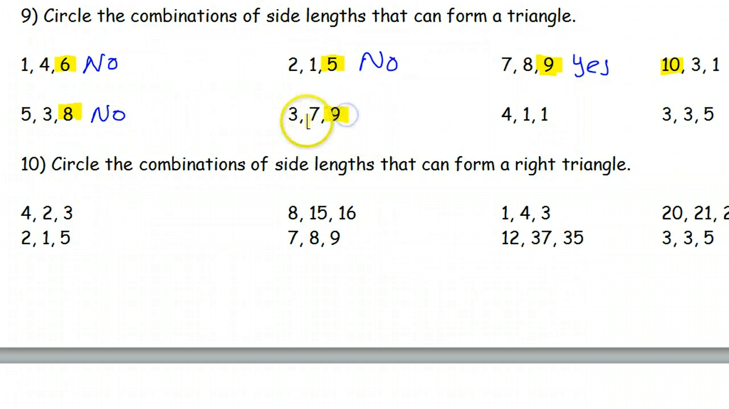Okay, 9 is the biggest. 3 plus 7 is 10. That's more than 9, so yes, you can make a triangle out of those. The biggest here is 4. 1 plus 1 is only 2. That's less, so that's a no.